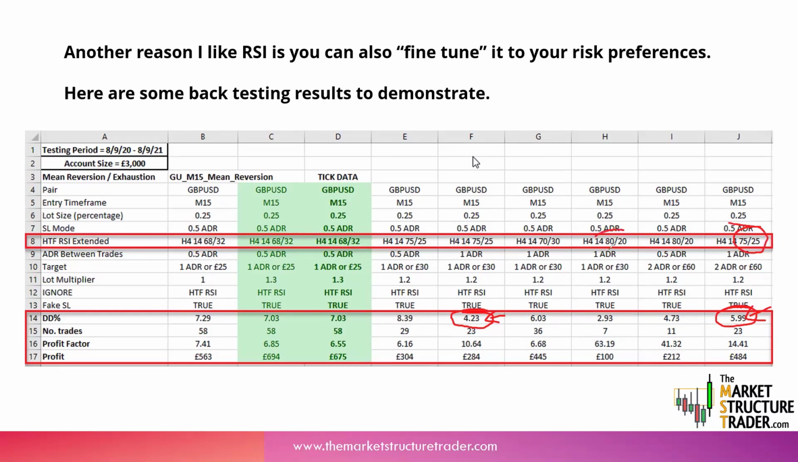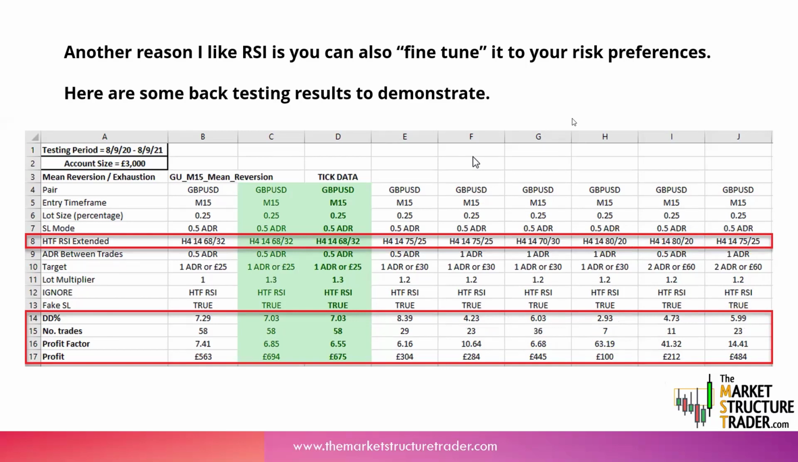And again, with the 80-20 level, our drawdown was again reduced. We took a lot less trades, okay? But with those, you're obviously going to make less profit, because the less trades you take, the less chance you've got of making a profit, all right? But it allows you to fine tune your risk preference.